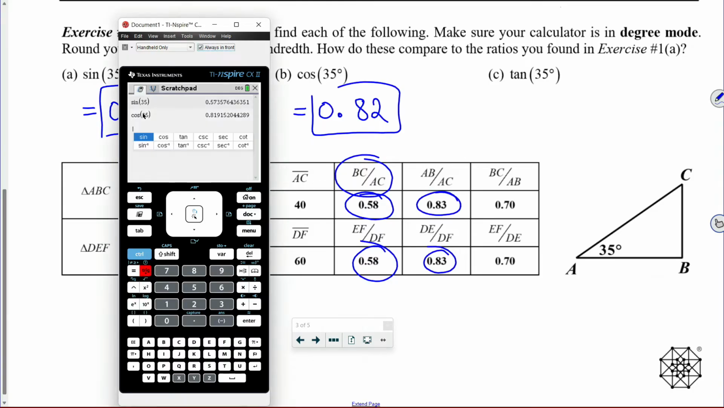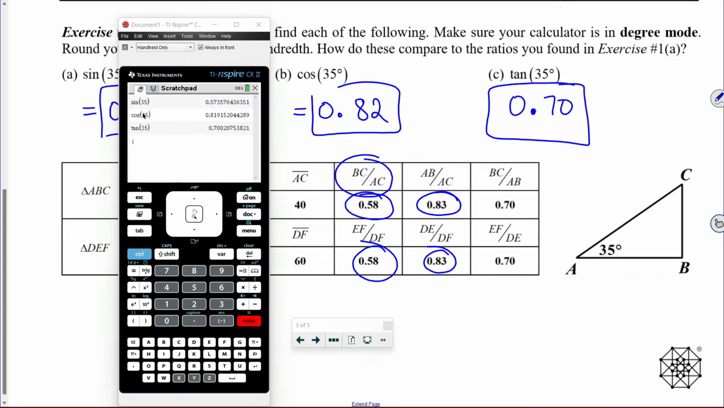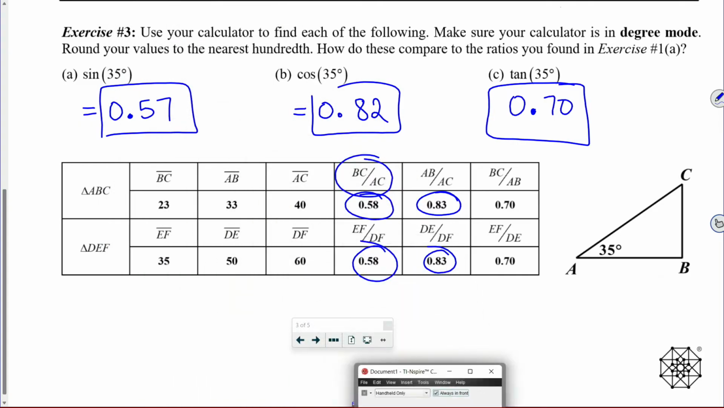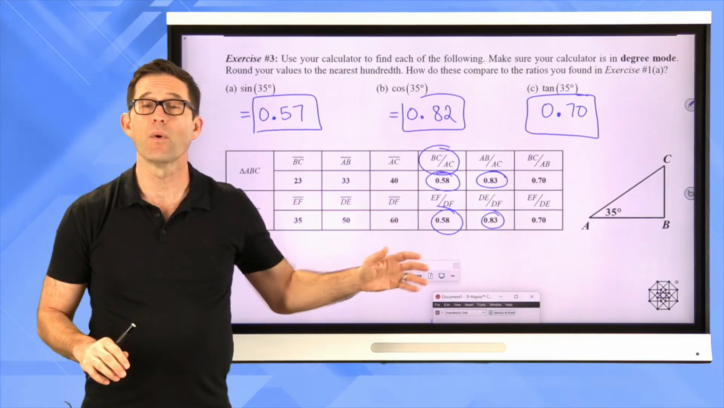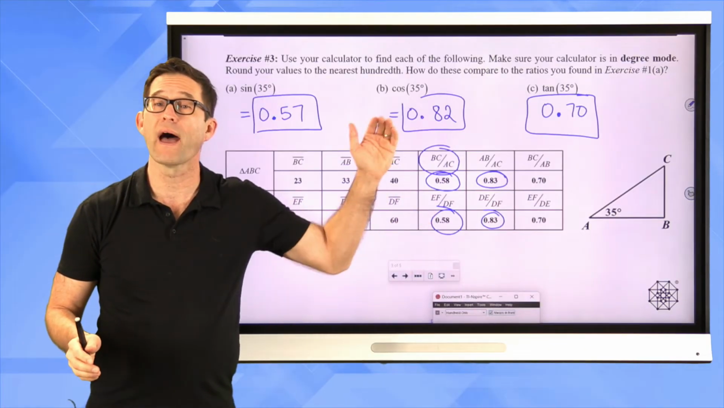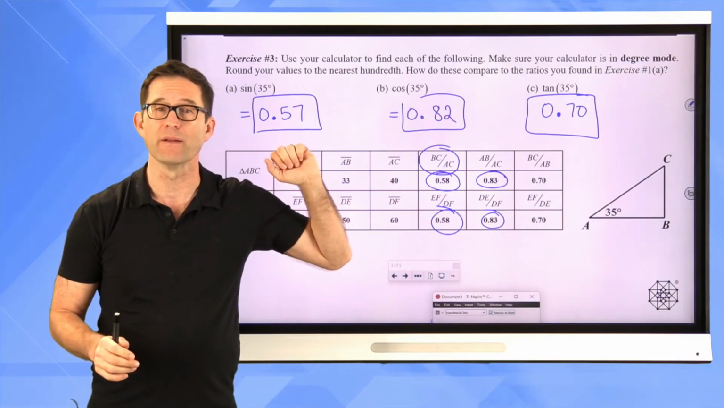And finally, trig. Go over and choose my tangent, 35. Enter. And that one is right on the money, 0.70. Okay, right? So, very, very close to what we had in that table when we did the measurement.